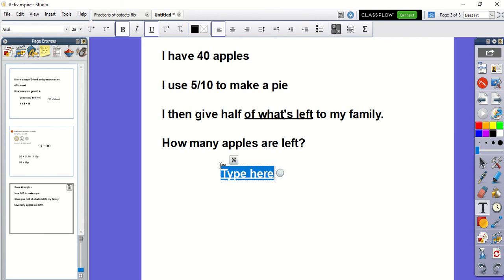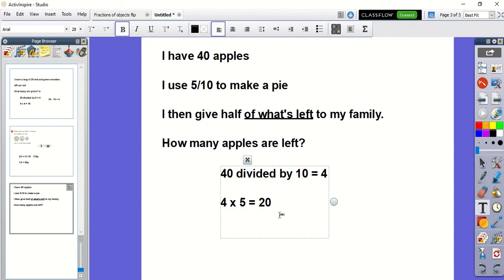So first thing we need to do is find 5/10 of 40. So 40 divided by 10 equals 4. 4 times 5 equals 20. So he used 5/10 to make the pie. He then gives half of what's left to his family. So he's got 20 apples left. And he's going to give away half.